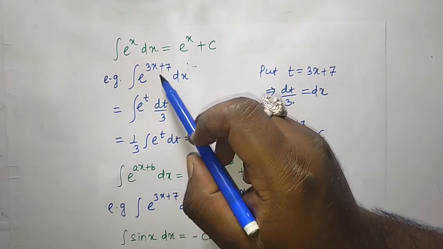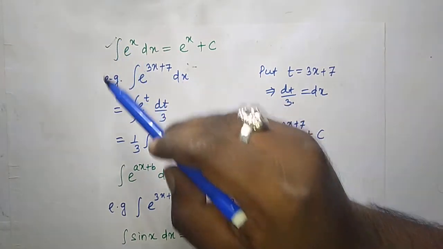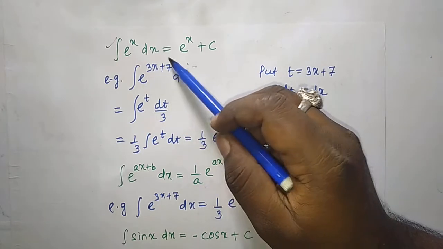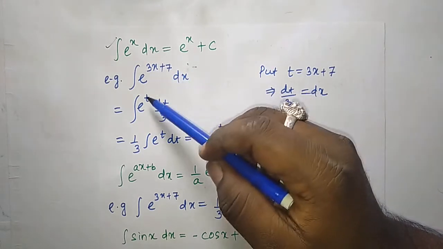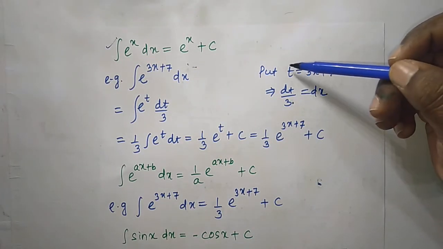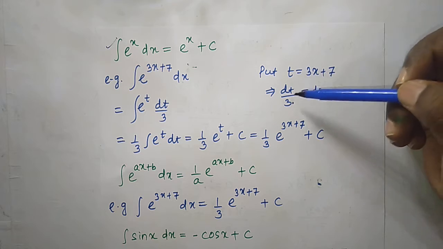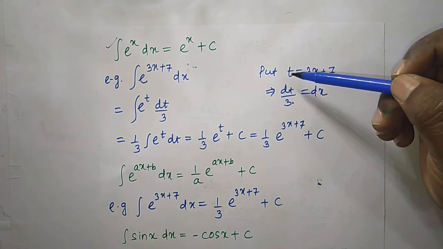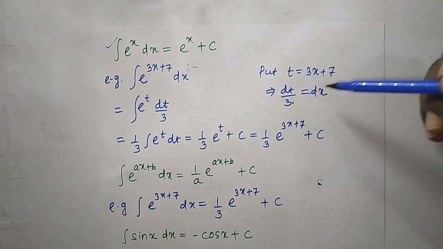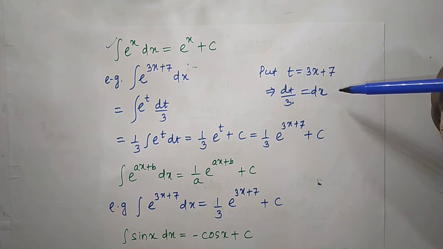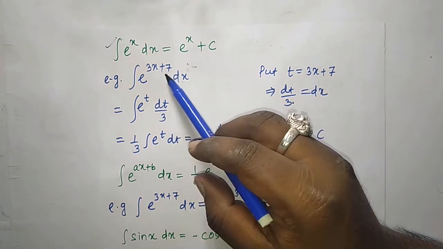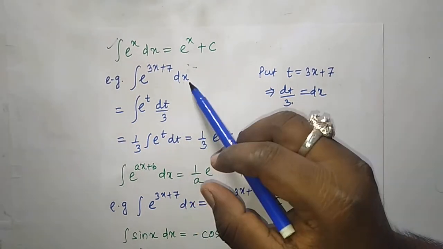Okay. So what we will do? This is in this form. So what we will do? We will put t in place of 3x plus 7. Put t equal to 3x plus 7. After finding the derivative of t, we will get what? dt by dx is equal to 3, and by simplifying we will get dt by 3 equal to dx. I have done it directly here. Okay. And put t in place of 3x plus 7 and dt by 3 in place of dx.